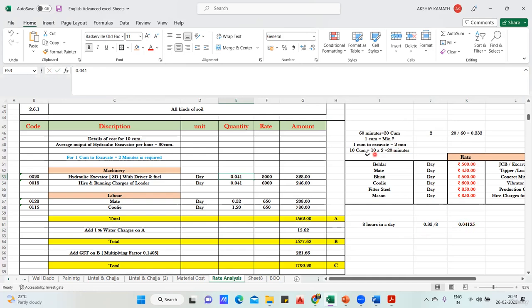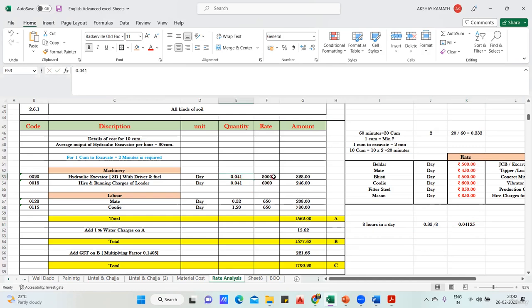I'll repeat once again. For 10 cubic meter to excavate, we require 20 minutes. So I want these 20 minutes in terms of day. So I'll divide 20 by 60 because 1 hour has 60 minutes. So I'll get 0.33 hours. Then how many hours do you work? 8 hours you work for a day. So 0.33 divided by 8, you'll get 0.041, because 0.33 is also hours and 8 is also hours. Hours divided by hours will cancel out and this will be a constant, 0.041. So that is why 0.041 has come here.